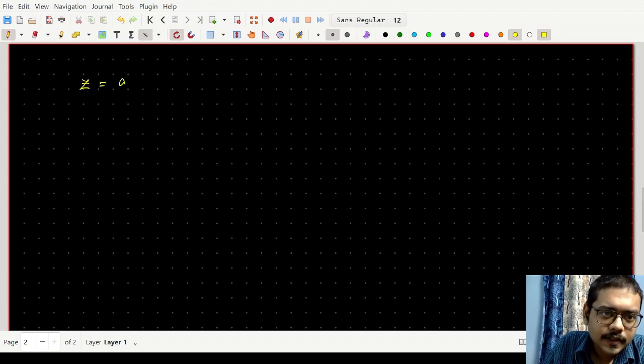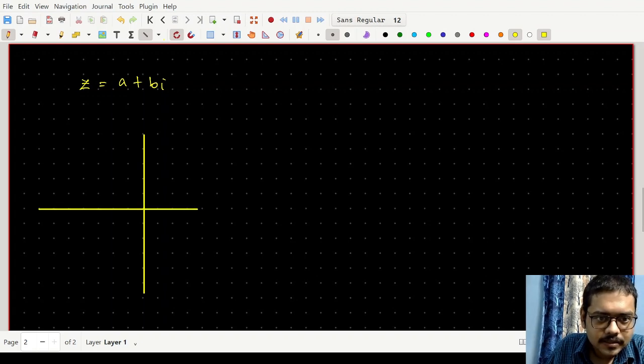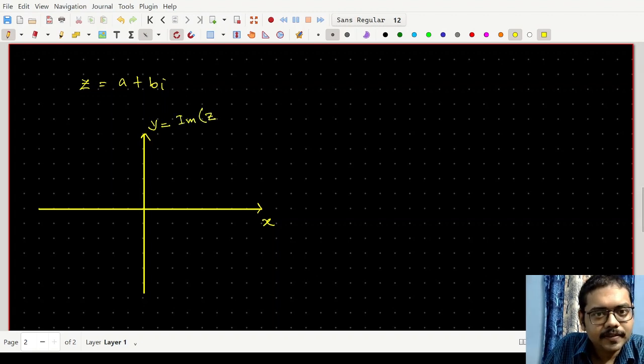Now, this is a plus bi. This is a complex number that can be represented as a point on the so-called complex plane, where this is a two-dimensional coordinate system, Cartesian coordinate system, and this is the x-axis, this here is the y-axis, and y-axis is where we put the imaginary part. That means the bi part.